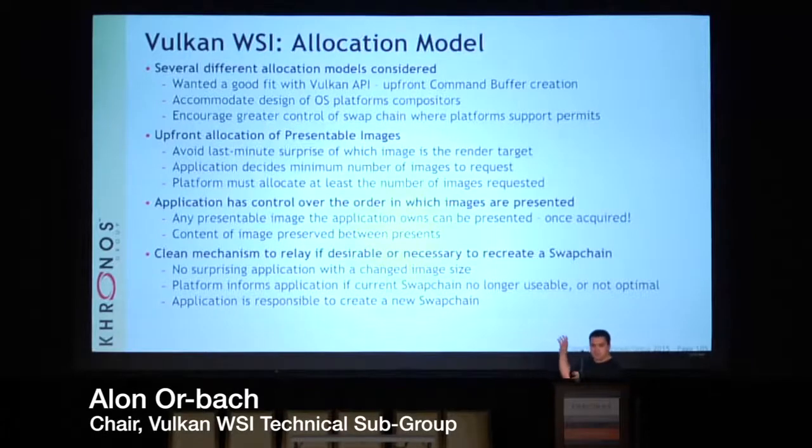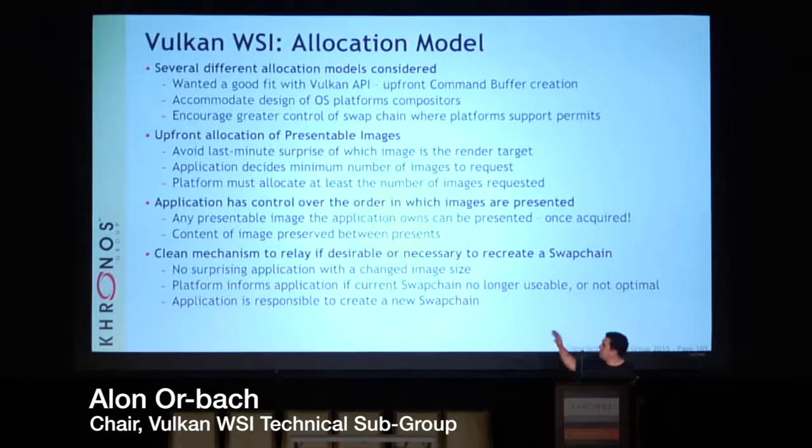So this is the text-heavy slide. This is where the arguments went to and fro, and that's why it was, I think, a very healthy number of iterations. We really wanted to make sure we got the allocation model right, and we had a lot of push to say we want to be able to have more control of which buffer I'm rendering to, no last-minute surprises in what buffer you're getting. So the key thing is upfront allocation of presentable images. From your device, you're able to create swap chains, and those are enumerated with multiple images.